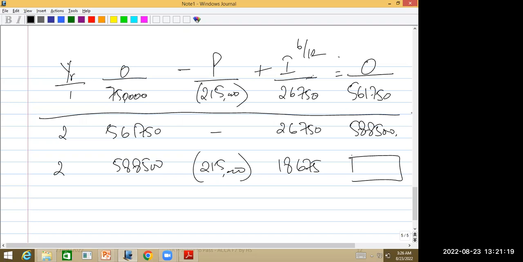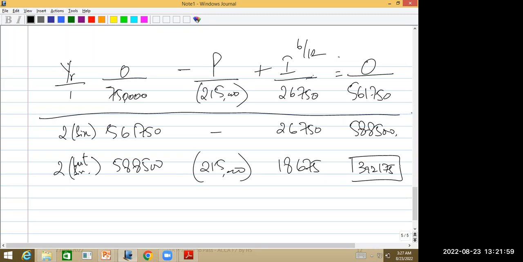215,000. That's the second year. This is the second year first 6 months. And this is the last 6 months. We are still in the second year. 588,500 minus 215,000 plus 18,675 is 392,175.